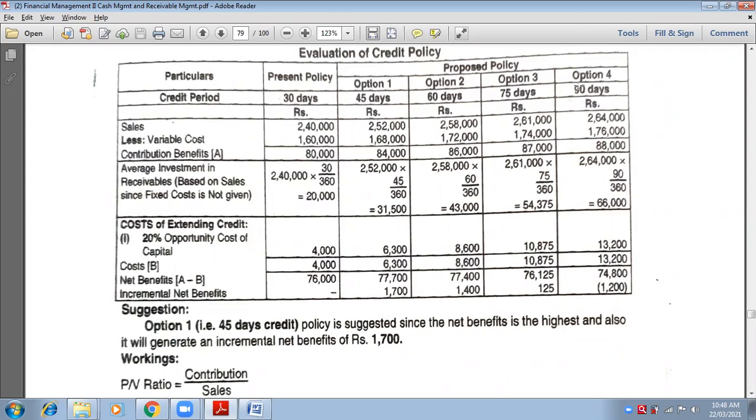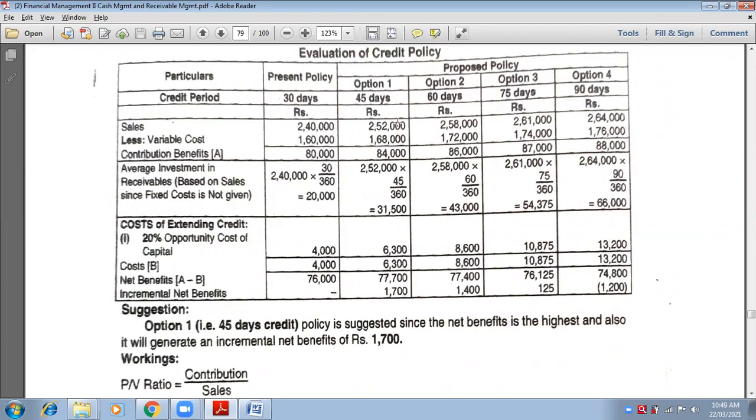If we give them 90 days credit period, then profit comes down to 74,800. So how much has it come down? It is declined by 1,200. So 1,200 is loss. Therefore, it has to be shown in brackets. Means option number 4 is not good because it gives you loss. So the 90 days period has not to be selected.